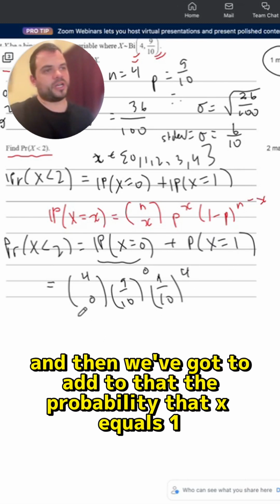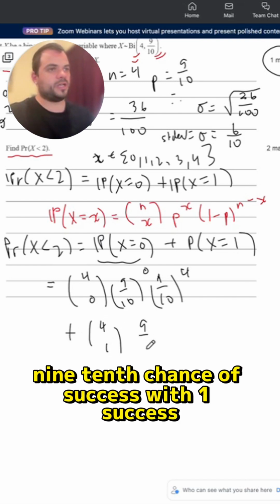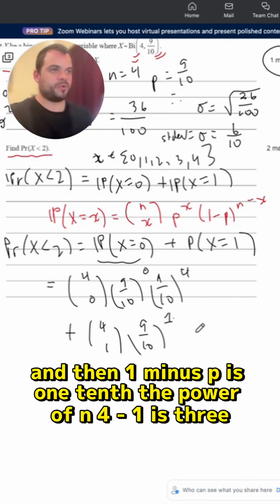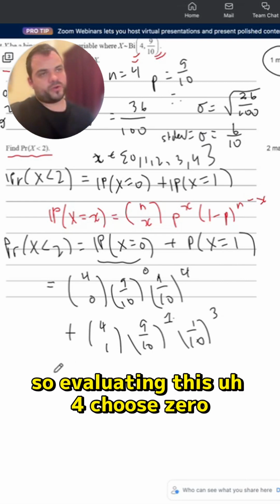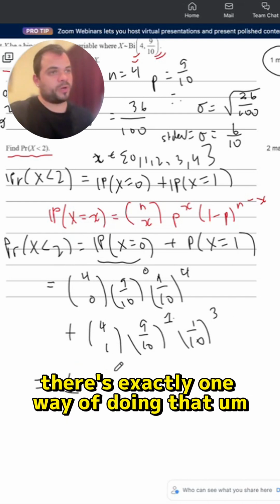And then we've got to add to that the probability that x equals 1. So that's 4 choose 1. Again, 9/10 chance of success with 1 success. And then 1 minus p is 1/10, to the power of n minus x, 4 minus 1 is 3. So evaluating this, 4 choose 0. How many ways are there of choosing 0 things from 4? There's exactly one way of doing that.